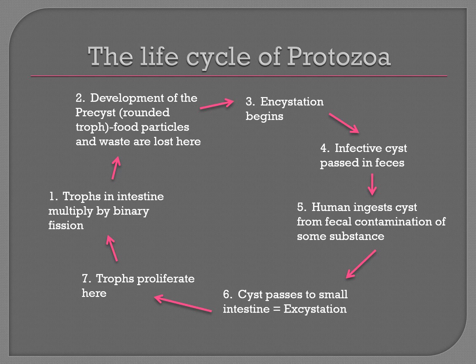In step three of the life cycle, encystation begins. An external cell wall starts to be formed. And then in step four, we have the infective cyst that is passed in the feces. In step five, the human ingests the cyst from fecal contamination of a substance, so something like water or food has been seeded with the infectious cyst. Then the cyst passes to the small intestine, and there we have excystation, the transformation from a cyst to a troph. And then the trophs proliferate. At that time, the motile feeding critters start to proliferate, in step number seven of the life cycle.